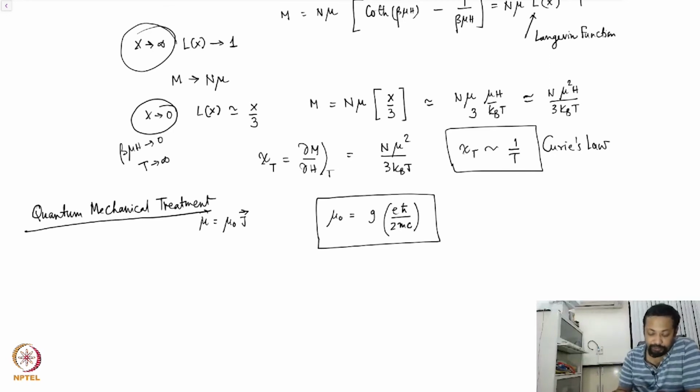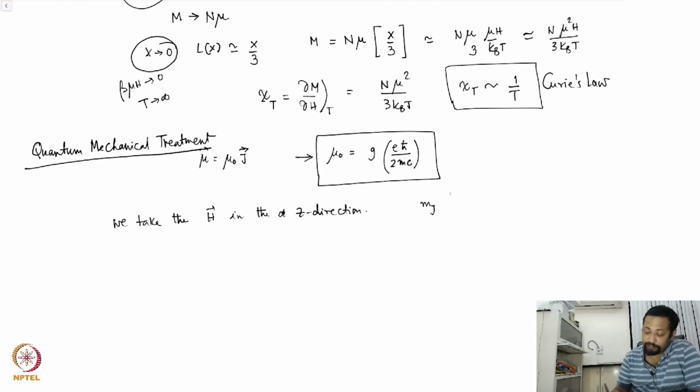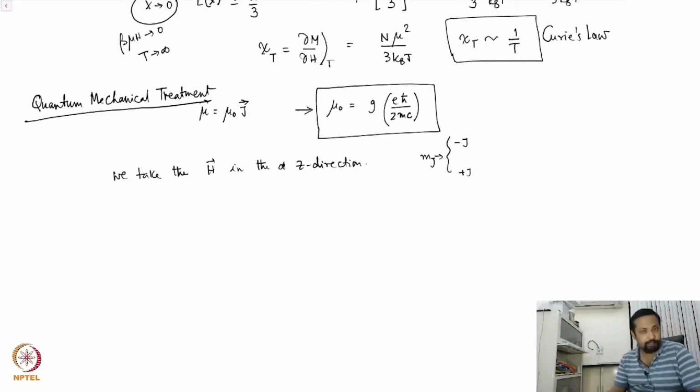So J is the spin of the particle. Therefore, this means that the magnetic moment of the particle is given by mu naught times J, where mu naught is this quantity. Without loss of generality, we take the magnetic field H in, let's say, the Z direction, right? In this case, the Z component of the moment cannot be arbitrary, and it has eigenvalues mj, where mj now runs from minus j to plus j. This all of you would have done in quantum mechanics.